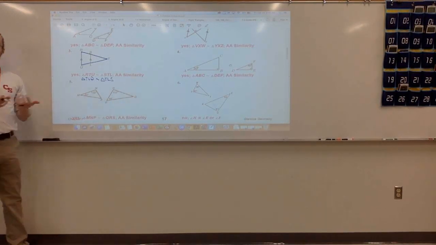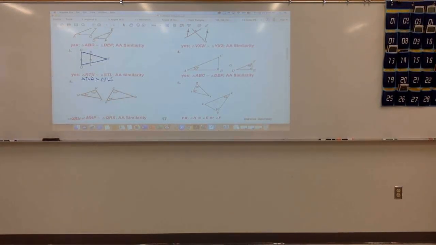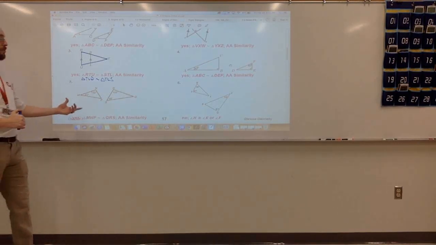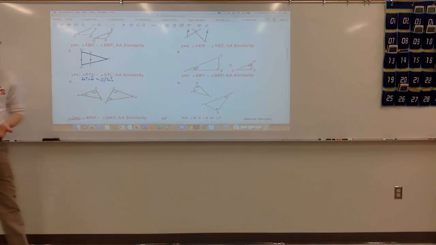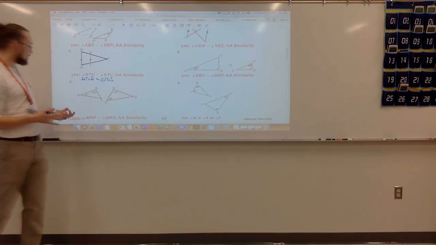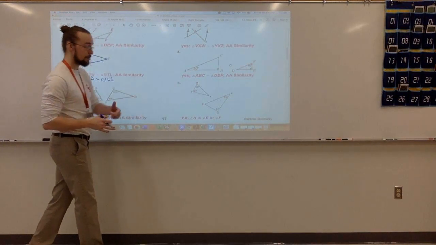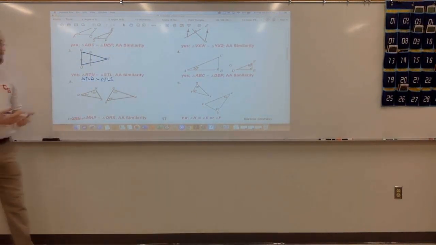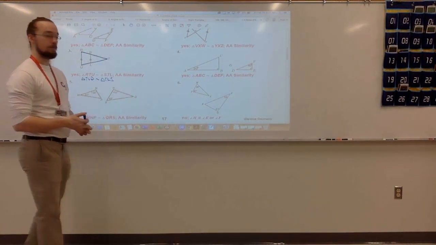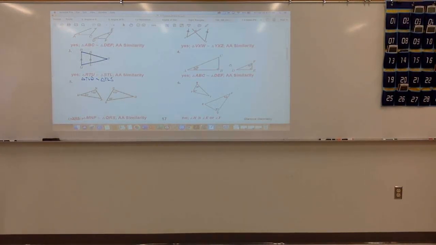Right? So just as long as you're matching up corresponding pieces, there are a few different correct answers for how you could write your similarity statements. And the only one of these 6 that ended up not being similar was number 6, because we were not able to get 2 pairs of congruent angles. Questions on these?